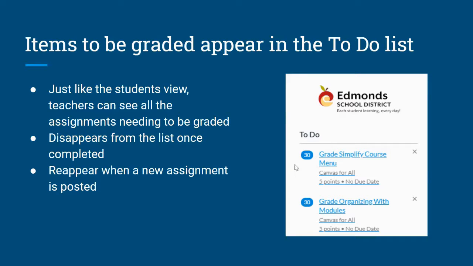As soon as these 30 tasks are all graded, this disappears off my list. I can also cause it to disappear off my list by just clicking that X. When a new submission appears, this will come back up and let me know, for example, that maybe 2 more students are turning this in, and now I can see that over here.